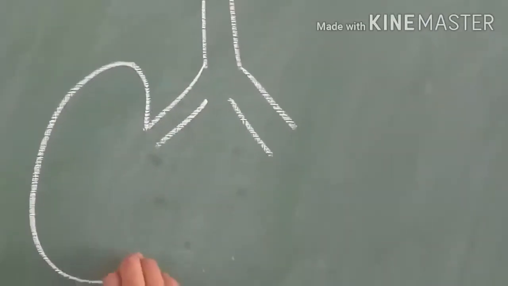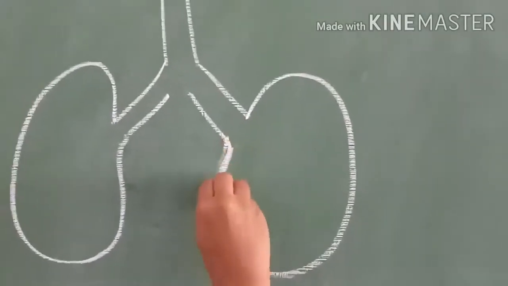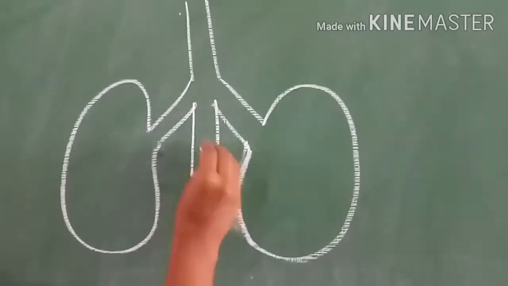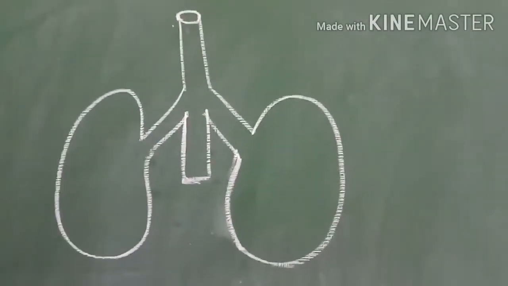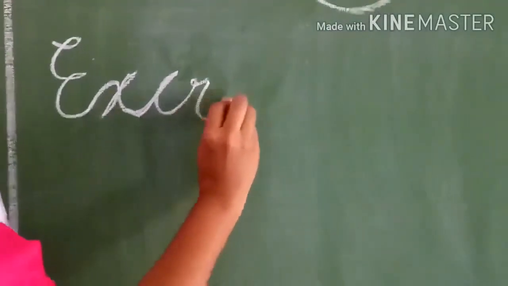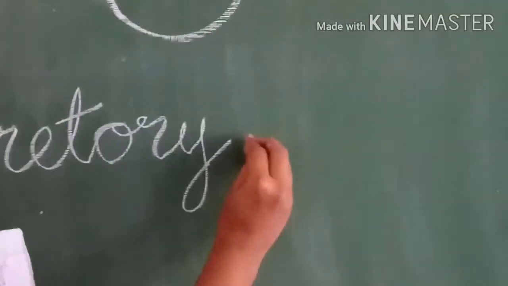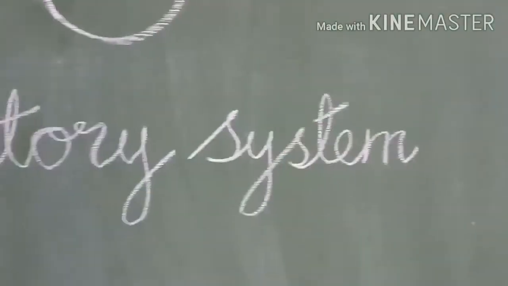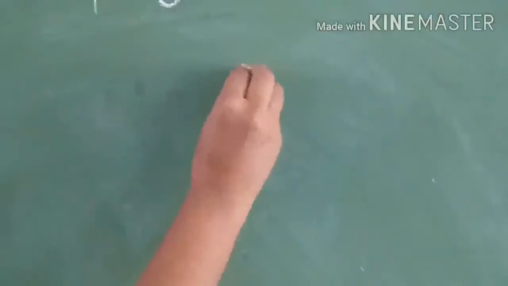And draw a kidney bean shape. Beans, you know. A bean shape you have to draw for the left and right side also. So can you guess what picture is this? Yes, this is what? Kidneys. So what system is this, children? Excretory system. Excretory system. So what picture is this? Kidneys. Name of the system is excretory system.